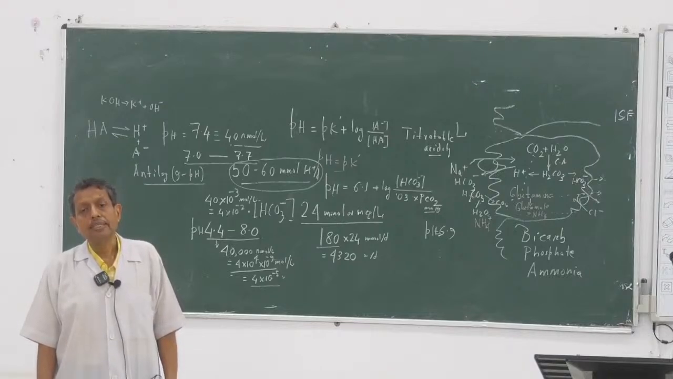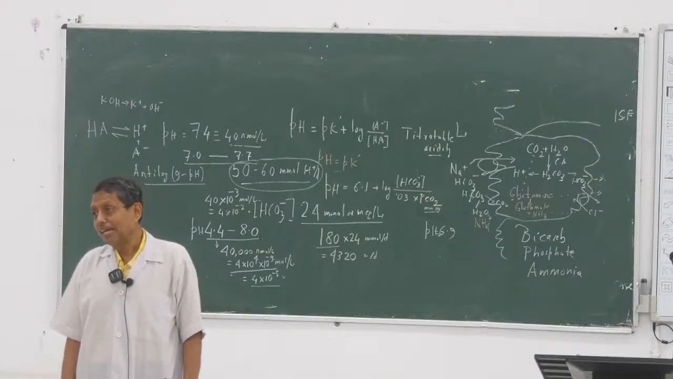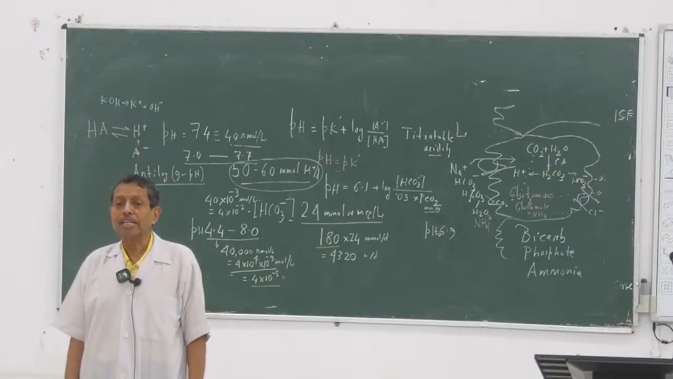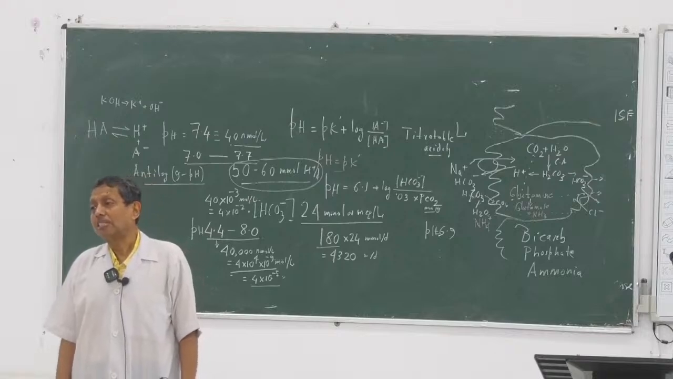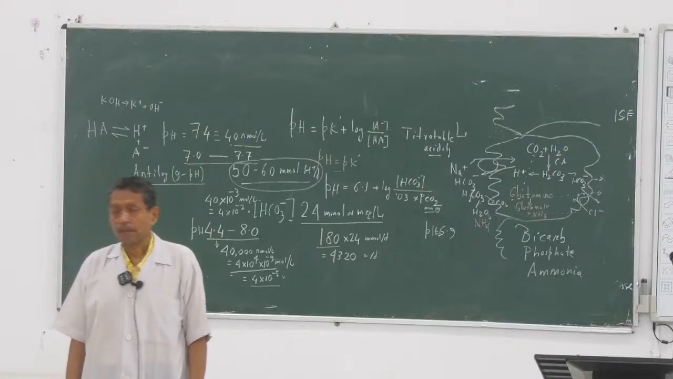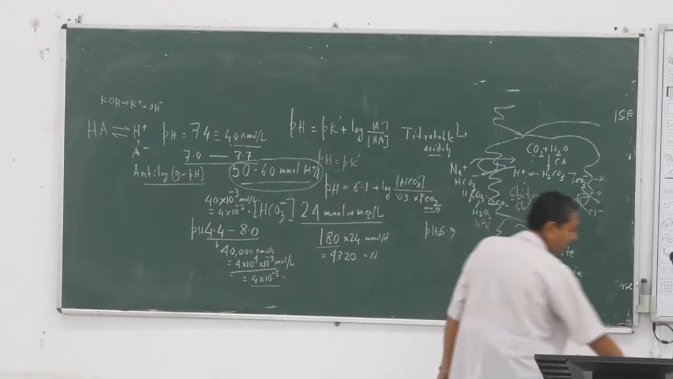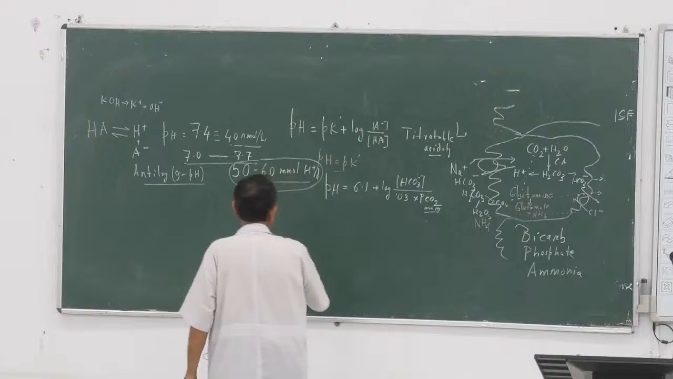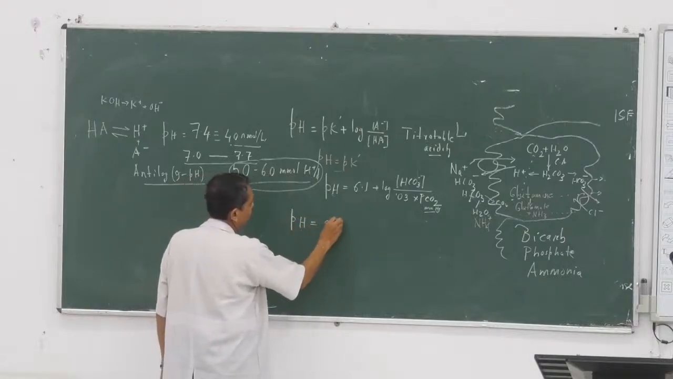So titratable acidity is also not applied to the ammonia buffer. In case of the ammonia buffer, the pK prime is high, and so its contribution is negligible when it is titrated up to the value of 7.40. Suppose in case of the ammonia buffer, pH is equal to, suppose, 9.4.